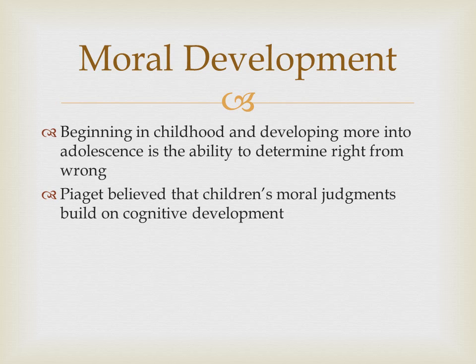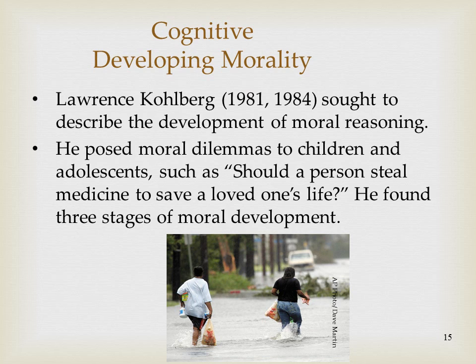You also are beginning to develop morals at this point in time. Beginning in childhood and developing more into adolescence is the ability to determine right from wrong. Piaget believed that children's moral judgments build on cognitive development. He thinks a lot of what kids decided morally was based on what their parents were thinking. And at this point in time, we now understand what our parents are thinking and what our peers expect, and now they're taking a stance on their own.